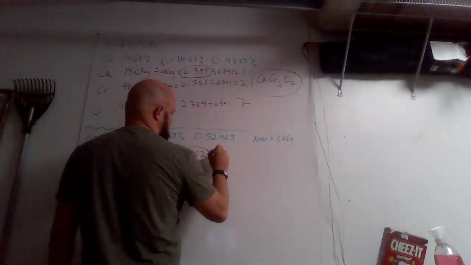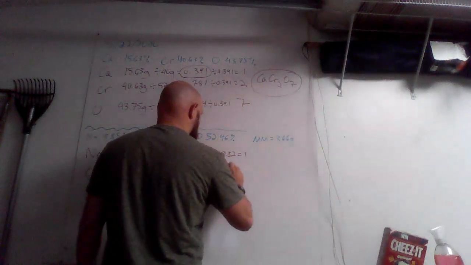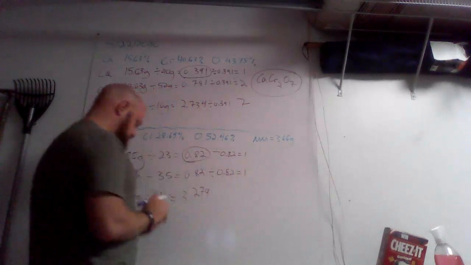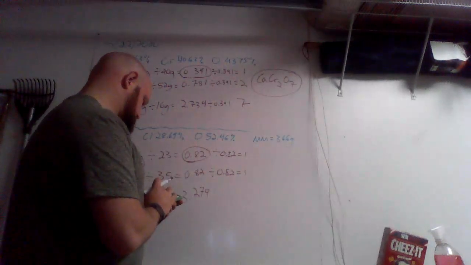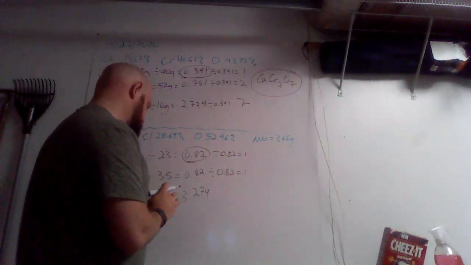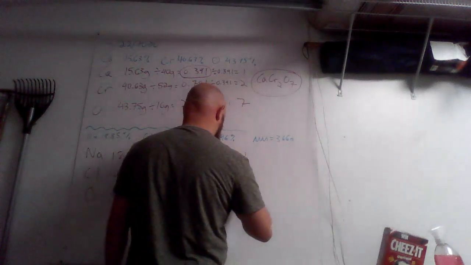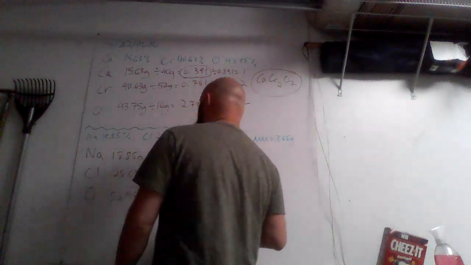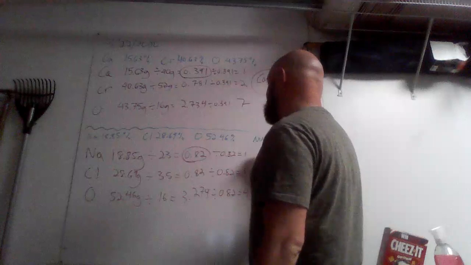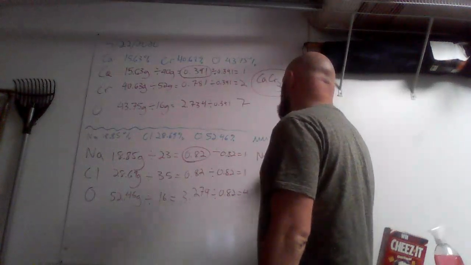So I'm going to divide by 0.82. That's going to equal 1. Divided by 0.82 will equal 1. And 3.279 divided by 0.82 will give me 3.99. So we're going to call that 4. So then my empirical formula is going to be NaClO4. This is my empirical formula.